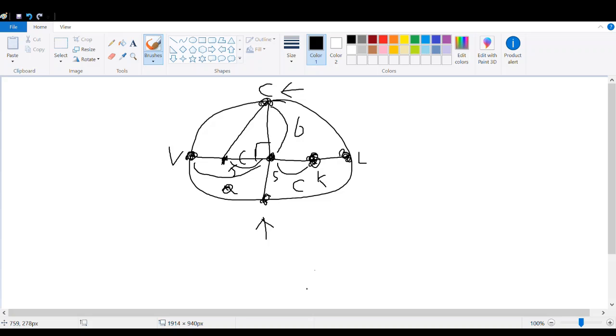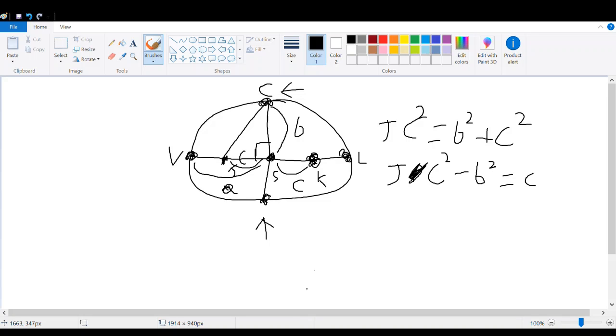So using the Pythagorean theorem, we can say that JC squared equals b squared plus c squared. Then we subtract b squared from both sides. JC squared minus b squared equals c squared. So if we can prove JC equals A, we can use substitution and prove that this is true.